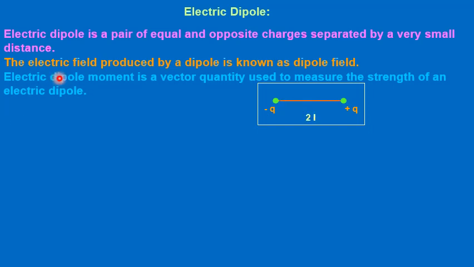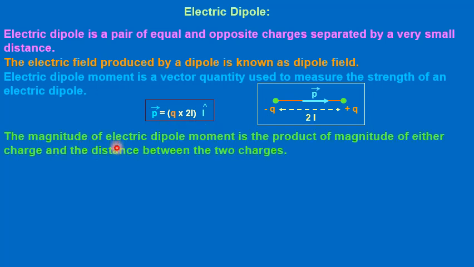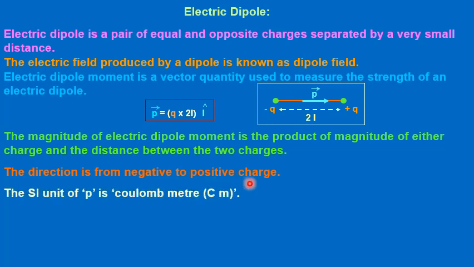As we can see in this diagram, there are two equal and opposite charges separated by a certain distance 2L. So P vector represents the dipole moment and is represented as P vector equals Q into 2L. The magnitude of electric dipole moment is the product of the magnitude of either charge and the distance between the two charges. The direction is from negative to positive charge. The SI unit of P is coulomb meter.